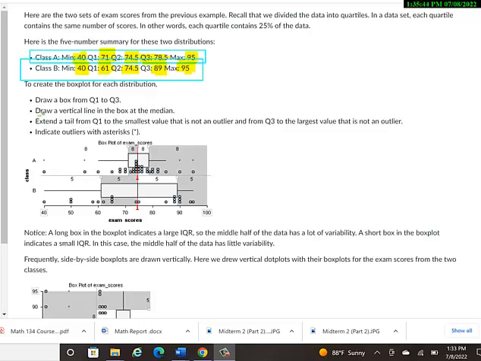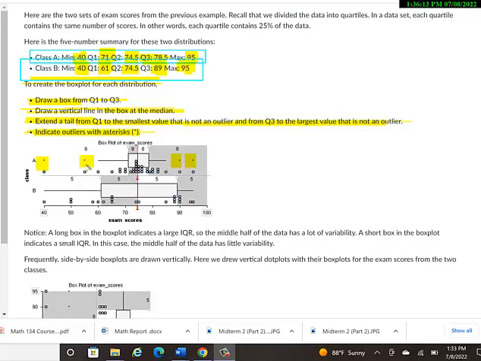So let's see. To create a box plot for each of these distributions, we draw a box from Q1 to Q3. We draw a vertical line in the box at the median. We extend a tail from Q1 to the smallest value that's not an outlier, and from Q3 to the largest value that's not an outlier. And then we indicate outliers with an asterisk. So here, they have asterisks here, here, here, here, it looks like.